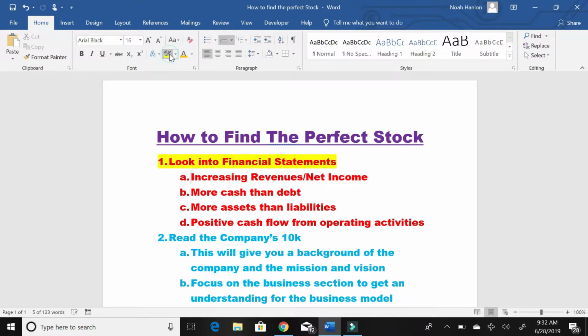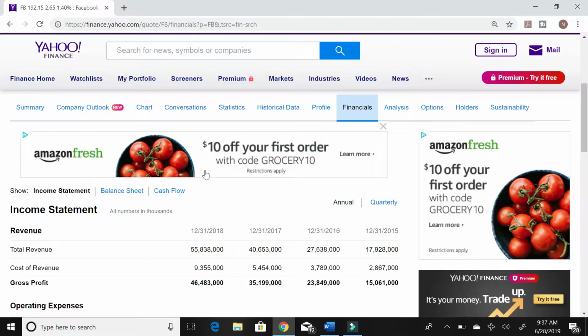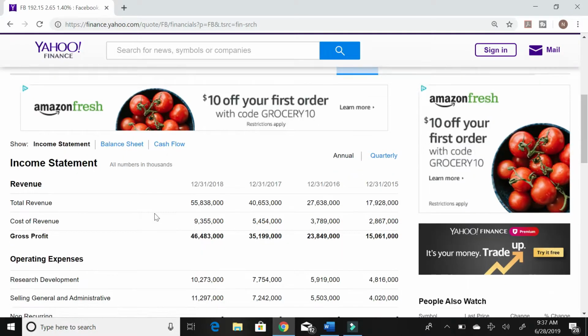Financial statements are formal records of financial activities for any company. The first financial statement that you're going to want to look at is the income statement, and you're going to want to see if they have increasing revenue and increasing net income as well. So let's look at an example. We're looking at Facebook's income statement right now, and you can see that their total revenue has increased annually every single year since 2015.